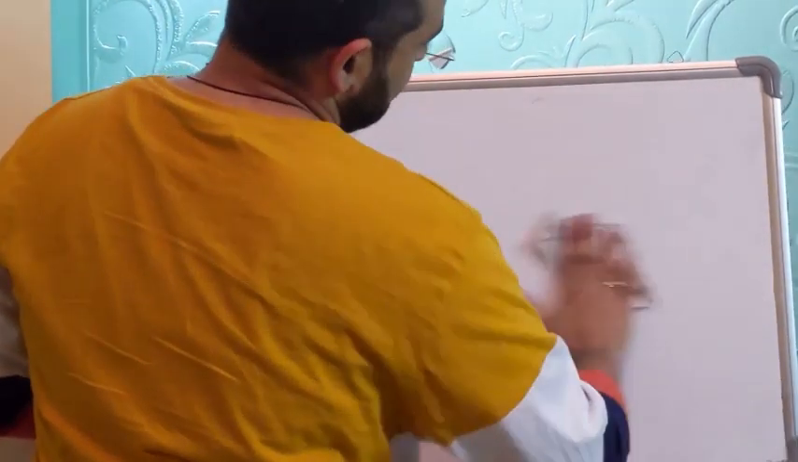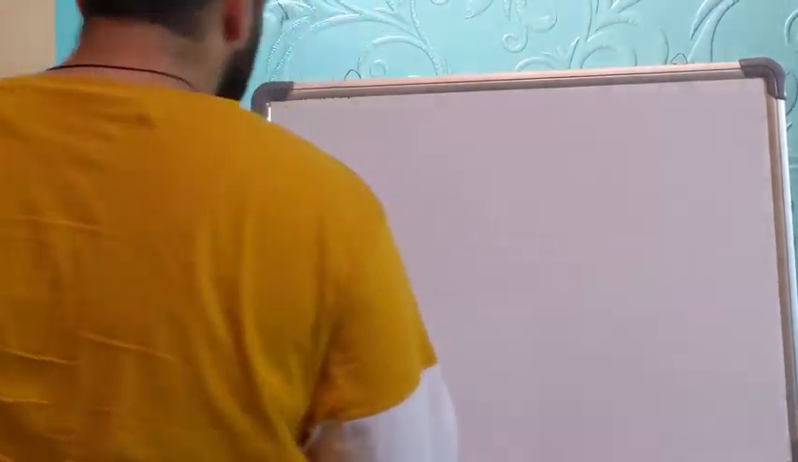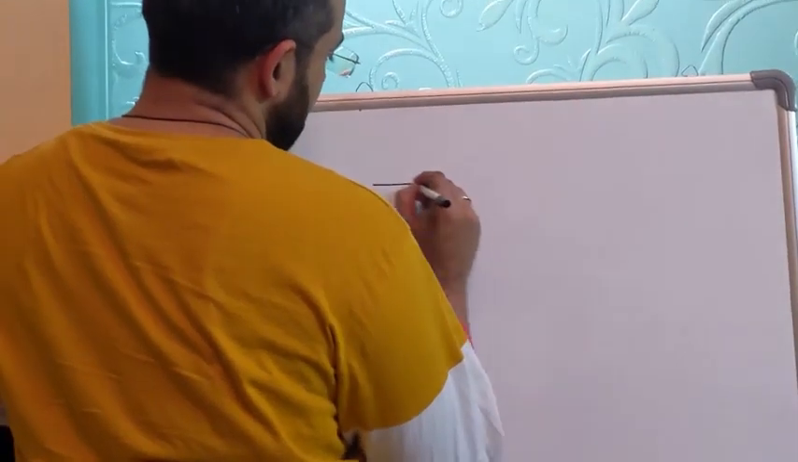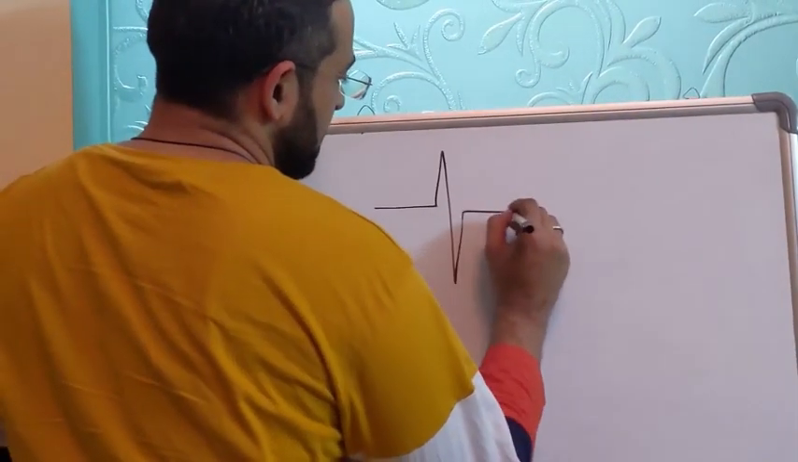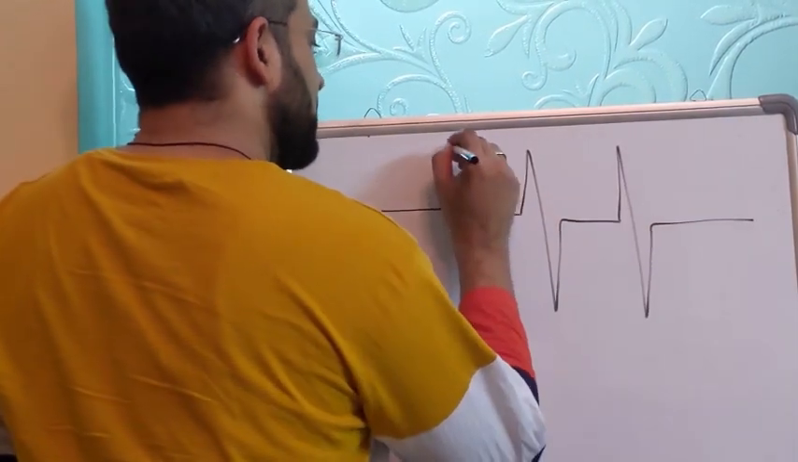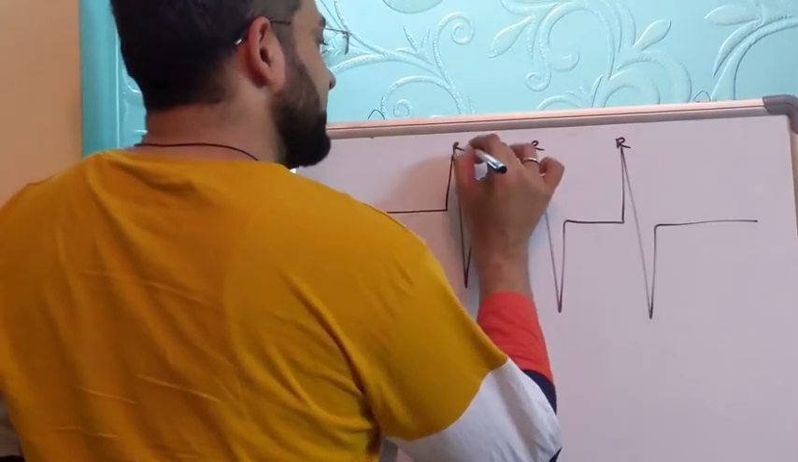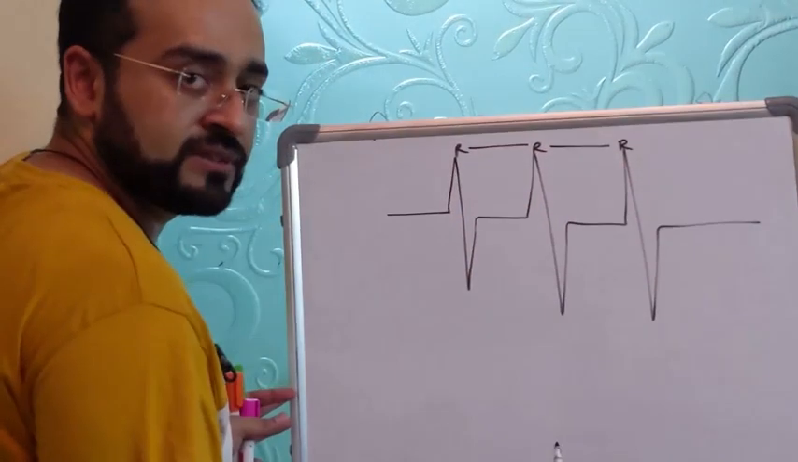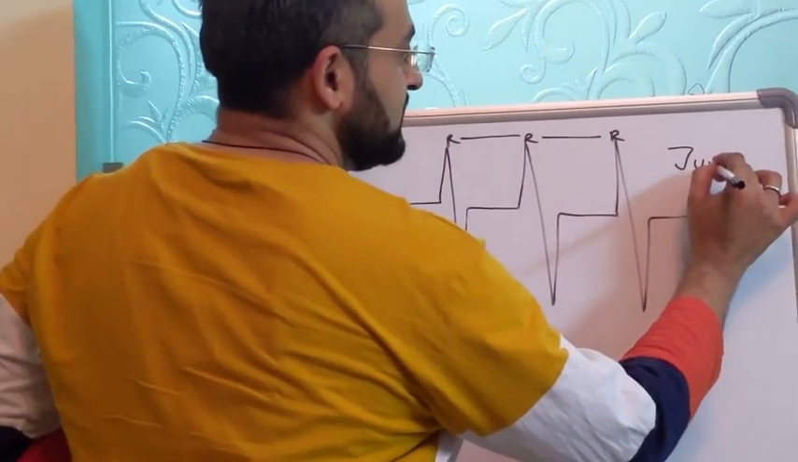So now, what if you have a rhythm where you do not have P waves, but you have only regular QRSs? You have an RR interval which is regular but absent P waves. This is a junctional rhythm.